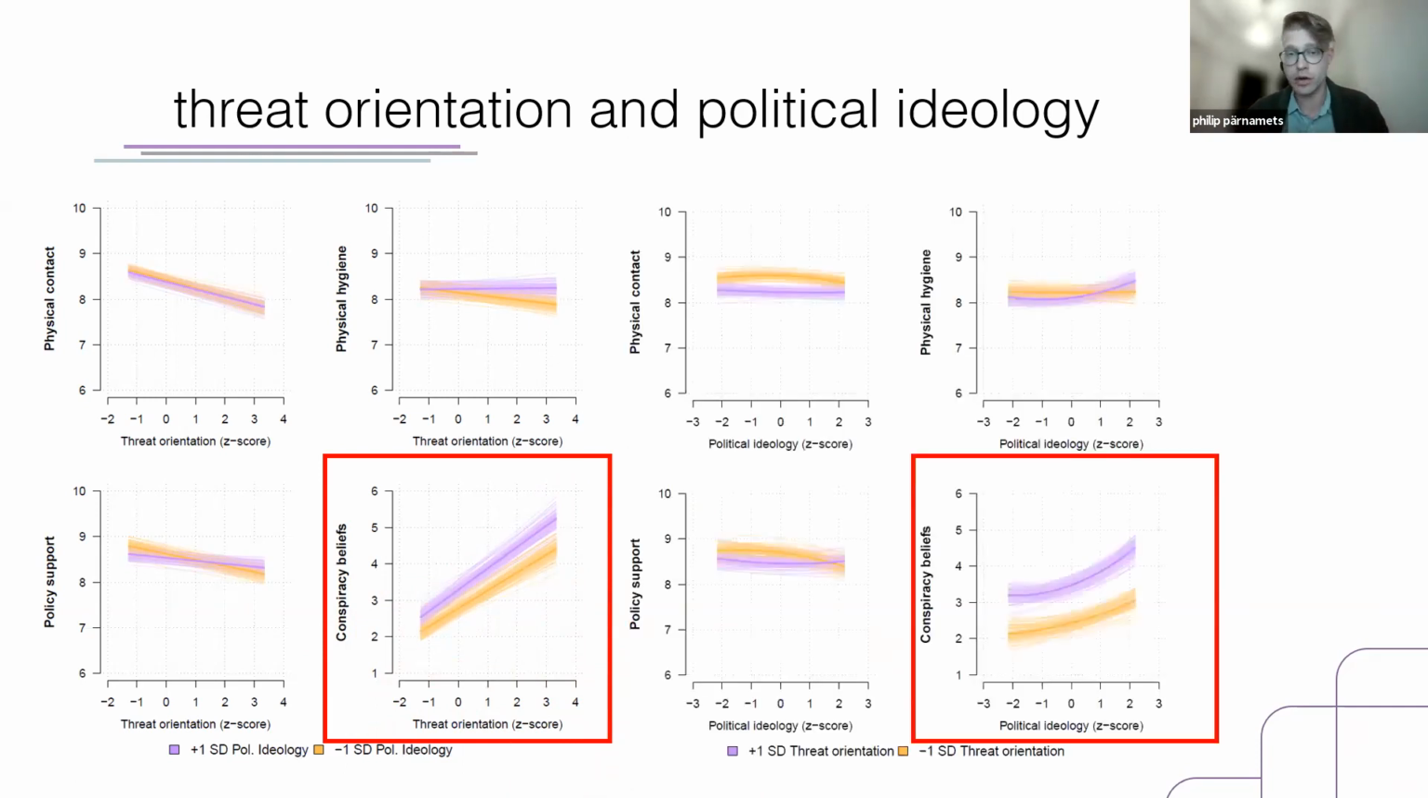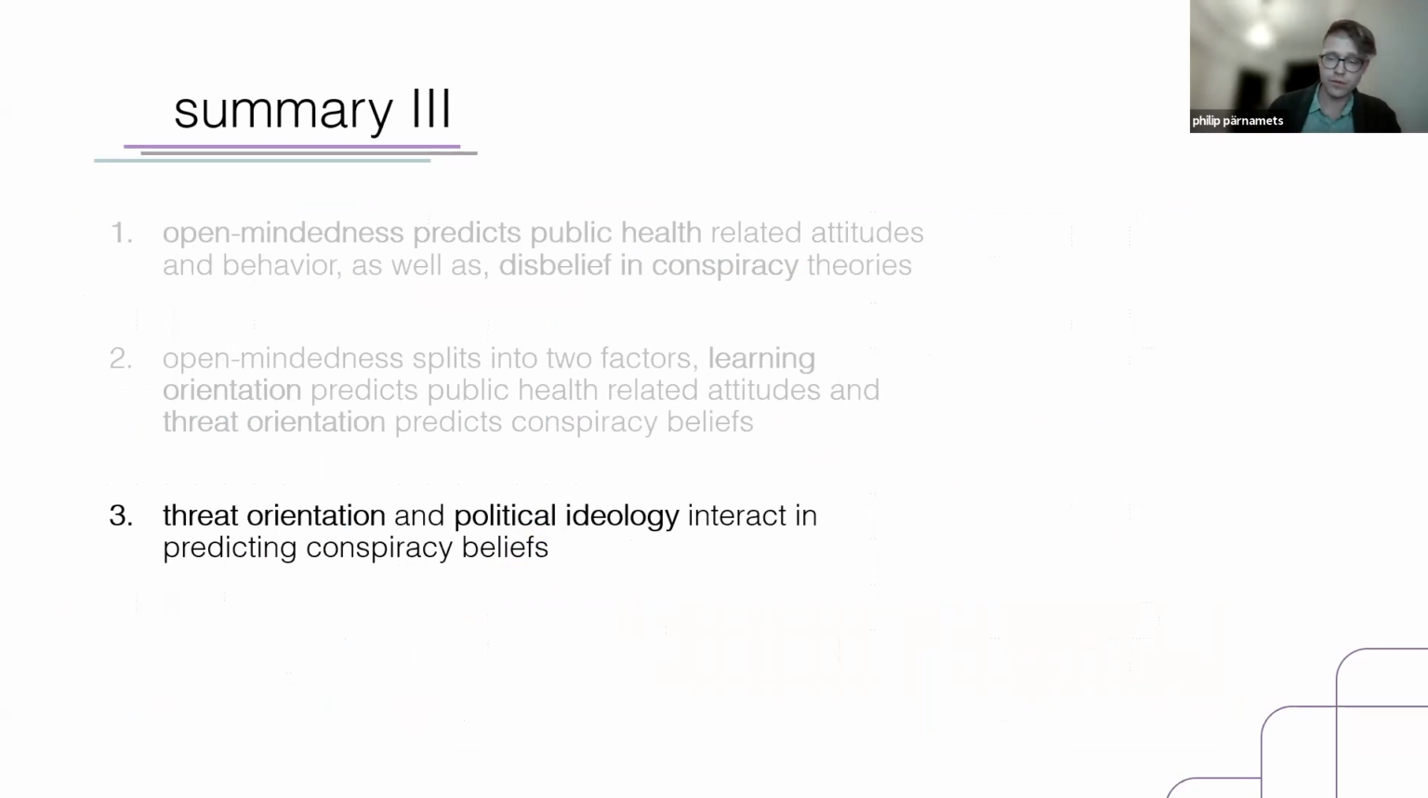And here's an alternative way of plotting this, if you're coming more from the political psychology side, plotting political ideology, and then we see very clearly this nice split between the purple and orange lines, between high and low threat orientation, for conspiracy theory beliefs. So, a final interim conclusion: we found that threat orientation and political ideology interact in predicting conspiracy beliefs. Again, these relationships were stable across countries and sites, and seem to be fairly globally stable. There was a bit more variation in this measure than in the two previous ones.